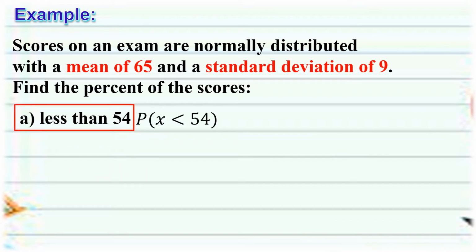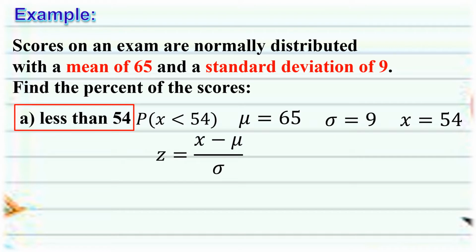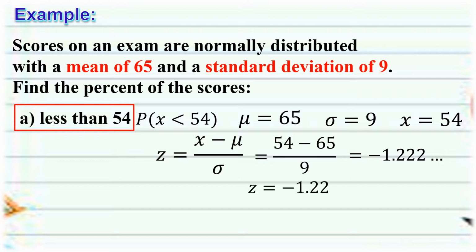In doing so, we are going to determine the probability of x less than 54. Now we have the mean, mu, which is equal to 65, and the standard deviation, sigma, which is equal to 9. And x is equal to 54. Substituting the values in our formula, z is equal to x minus mu over sigma, we have 54 minus 65 over 9, which is equal to negative 1.222, and so on. In our z table, we only have 2 decimal places. So rounding it off, we have z is equal to negative 1.22.